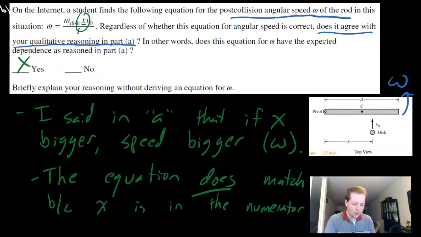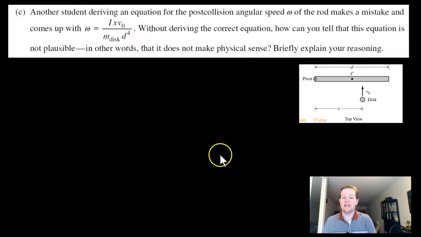Let me check how I'm doing on the clock. I have 8 minutes down, 8 minutes and 30 seconds. Let's keep on going. Okay, letter C.